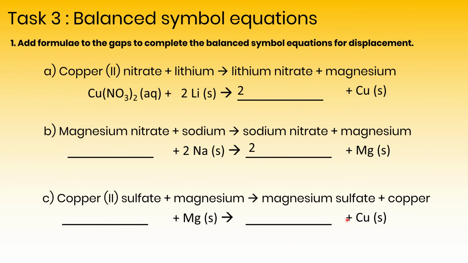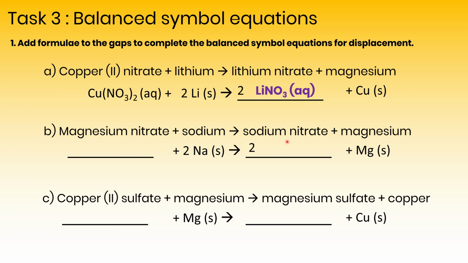So now what I want you to do is try to write the formula in the gap to balance these symbol equations for displacement. So all you need to do is look at the name above in the word equation and work out its formula, and then plug that formula into the gap. So lithium nitrate should have got you LiNO3. Don't worry too much about the state symbols if you didn't get them, but this one was aqueous because it's occurring in aqueous solution like most displacement reactions do.